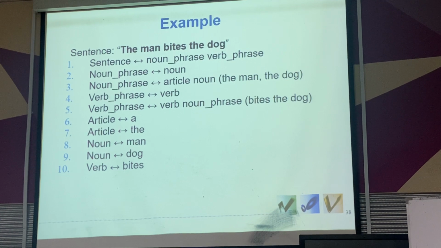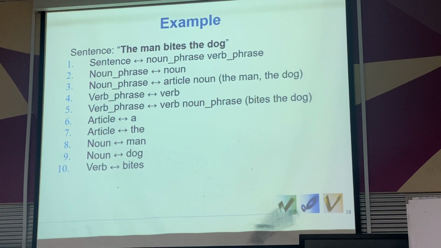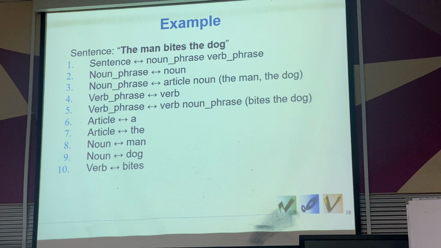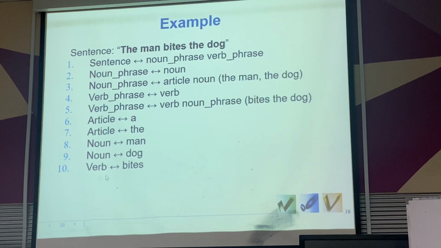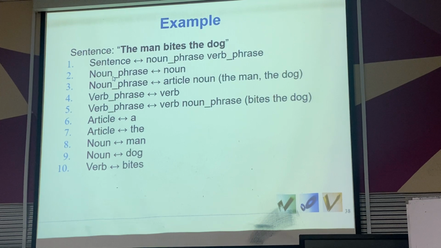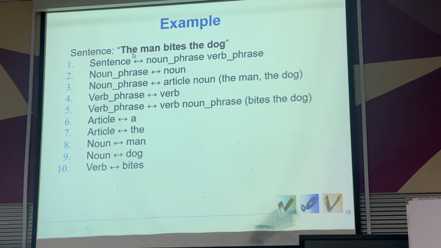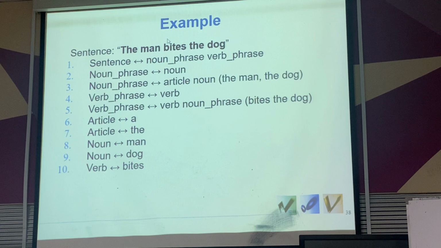Okay. So how to build the parse tree? Normally these rules will be given. These are the standard rules for each of the words. For example, what is the? The is actually an article, right? What is man? Man is actually a noun, right? Bite, what is bite? Bite is a verb. And then what is the relationship between article and noun? It gives you a noun phrase.